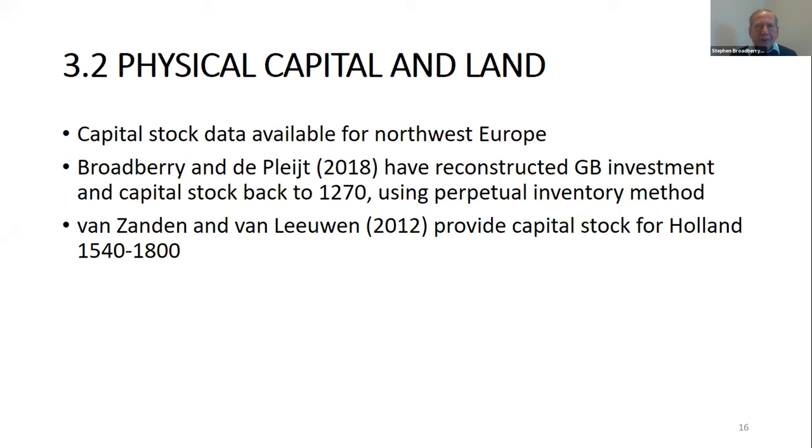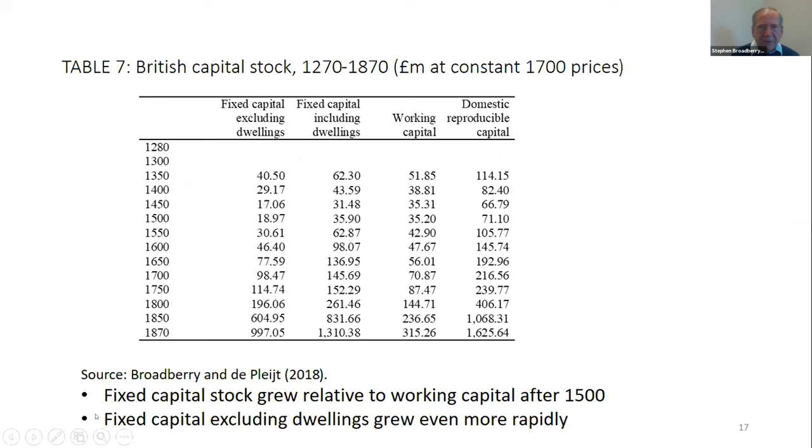So that's looking at the labour side. The other major inputs are physical capital and land. Again, we have the best capital stock data for Northwest Europe. I've been studying the capital stock and investment in Britain together with Sandra de Pleijt, and we are going back to about 1270. And then Van Zanden and Van Leeuwen have capital stock data for Holland from 1540.